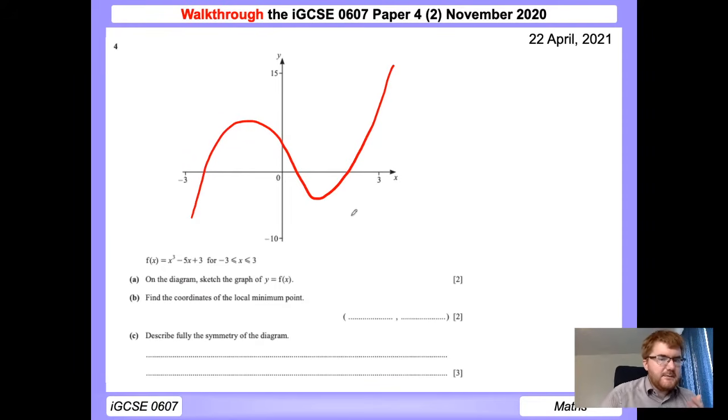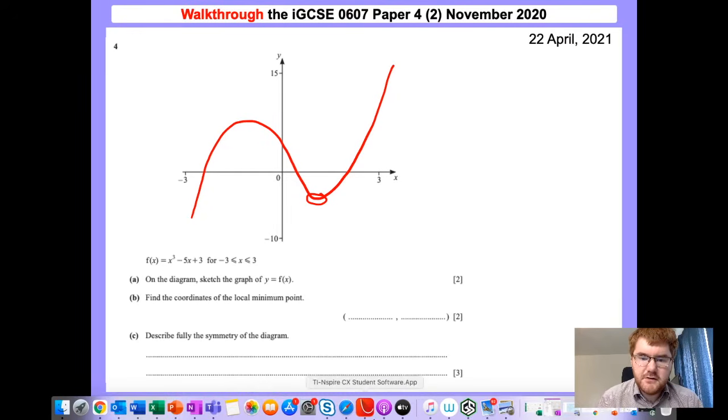I imagine the mark scheme would be looking for it crosses it 3 times, where 2 are in the positive and 1 in the negative, and it crosses here once as well. And now we need to find the coordinates of the local minimum point. So notice this is our minimum point here.